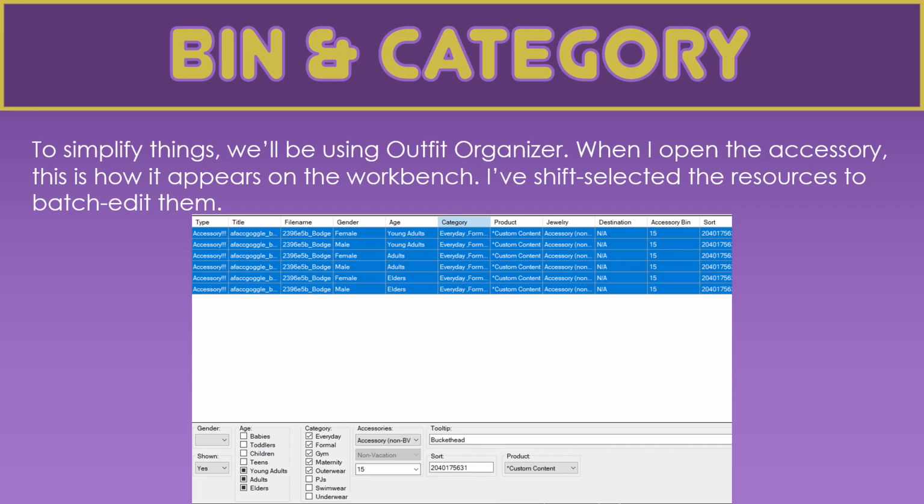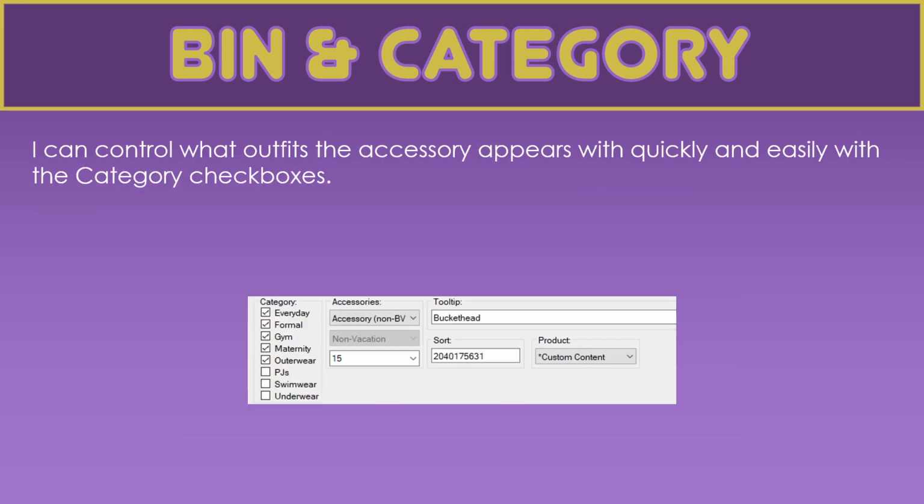To get started, we need to select in the Outfit menu, Accessories only. We need to select accessories and deselect clothing, hair, and makeup. With the accessory open, we shift select all of the XML in the bottom pane here, just like so. I can control which outfits the accessory appears with quickly and easily just by using the category checkboxes.